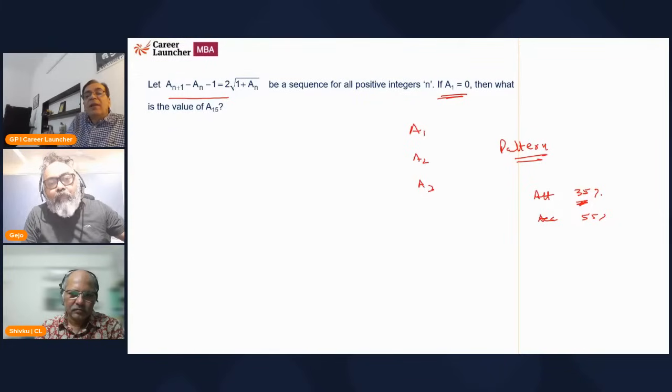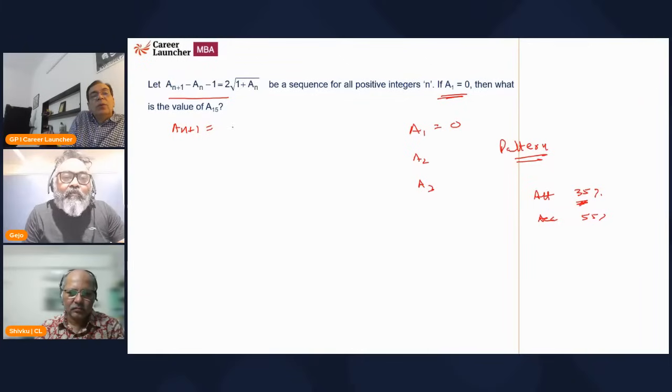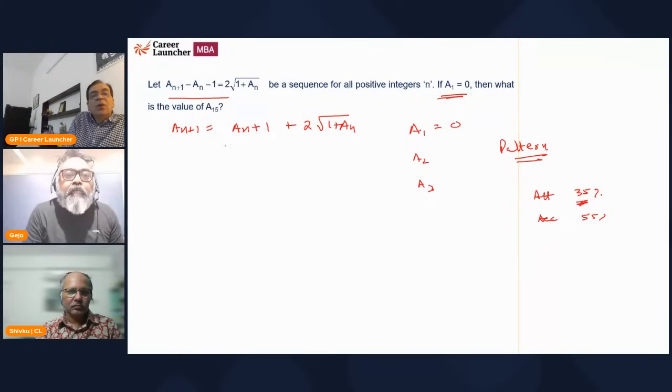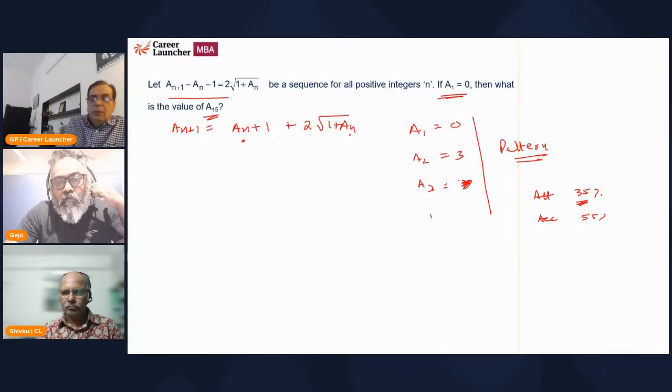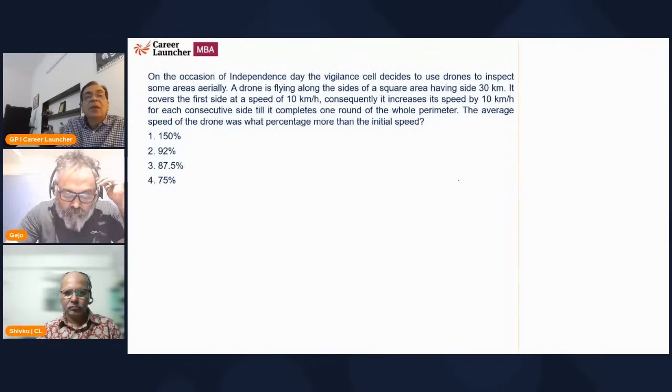the answer. A1 is given to us as 0. तो बोले A2 मिल जाएगा. a(n+1) is equal to a(n) plus 1 plus twice under root of 1 plus a(n). यही दिया ना हमको. So A2 will be, this is 0, this is 0, 1 plus 2, 3. Similarly, find A3, you will find A4. So you'll find the pattern here, you will find A15. These are pattern questions. You just need to write down 3-4 terms and you will find a sequence. This should have been fine, but for the length of the question.